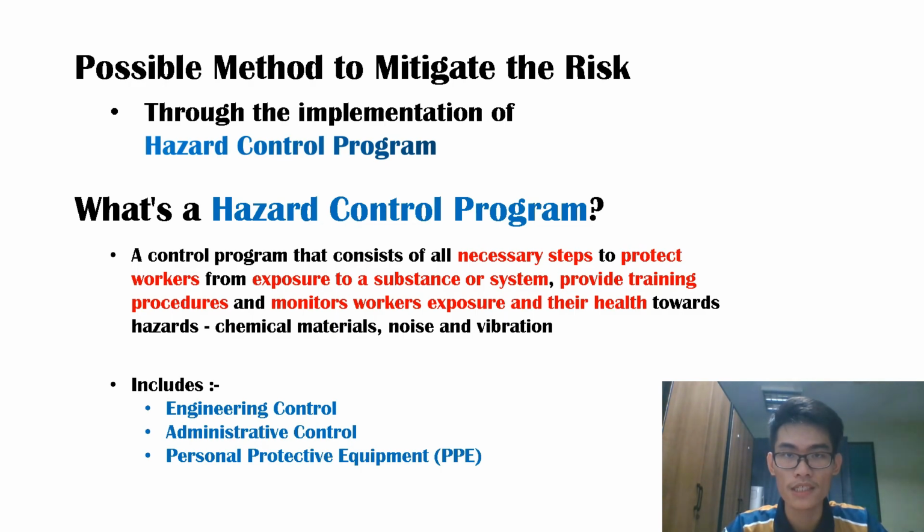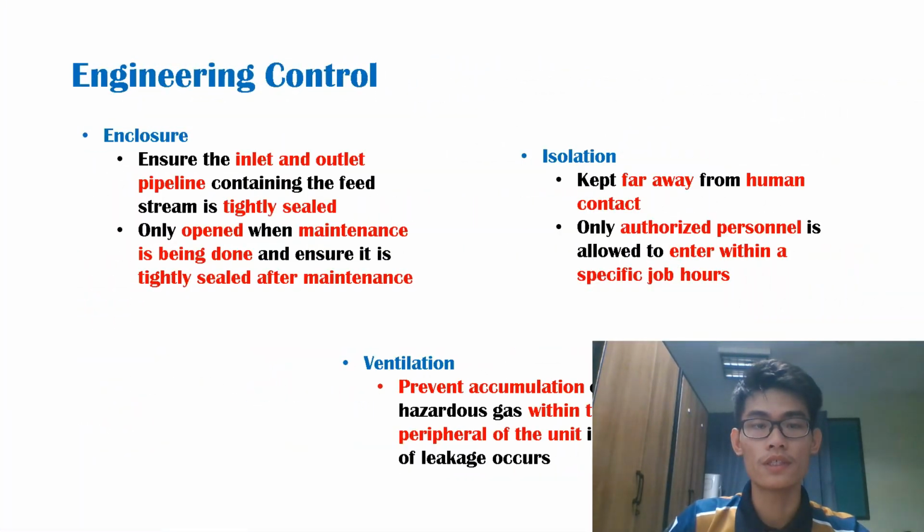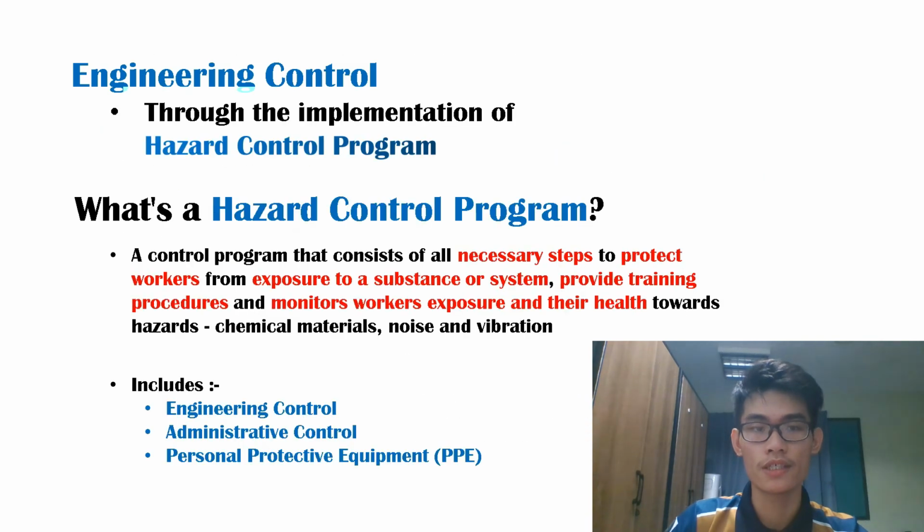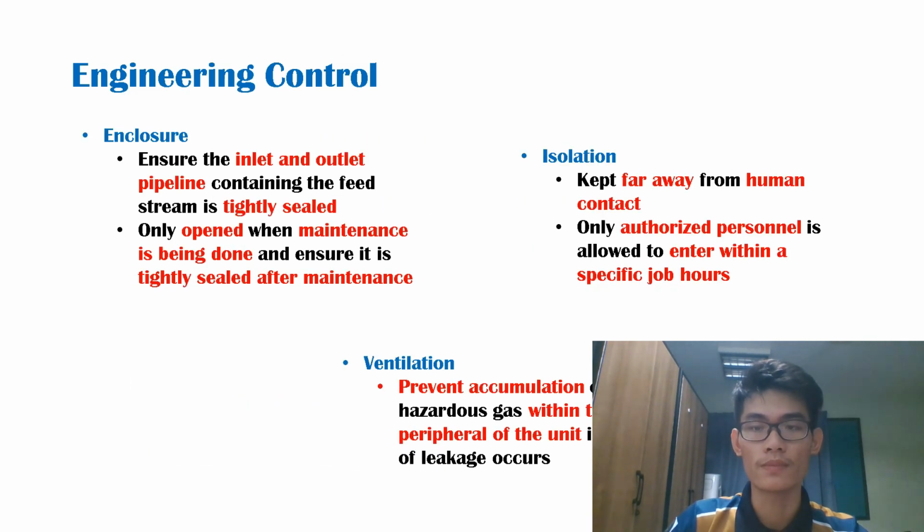In the case of leakage in Stream 1 and Stream 2, carrying ethylene and chlorine feed, the hazard control program includes engineering control, administrative control, and personal protective equipment. In engineering control, the feed stream of ethylene and chlorine should be enclosed by ensuring that the inlet and the outlet of the pipe stream are sealed to the connection and only open when maintenance is being done.